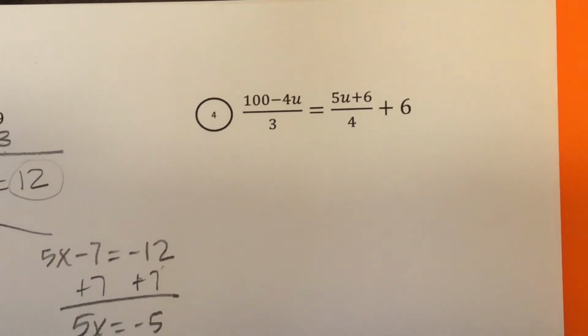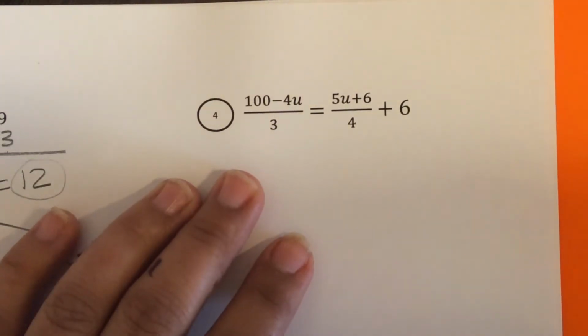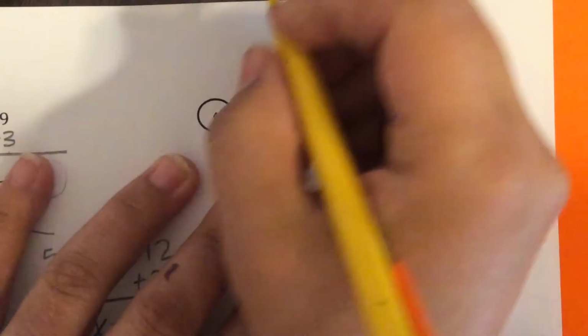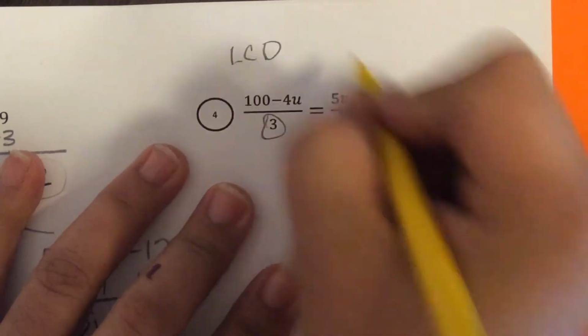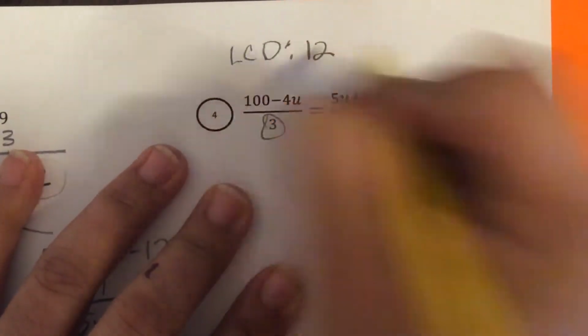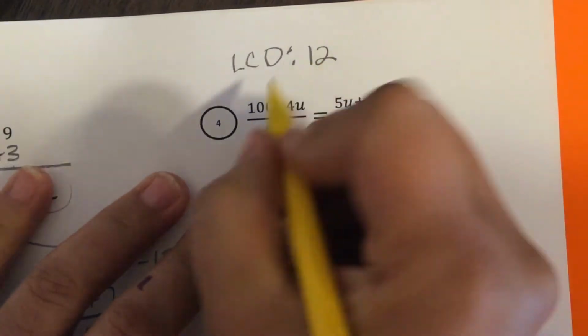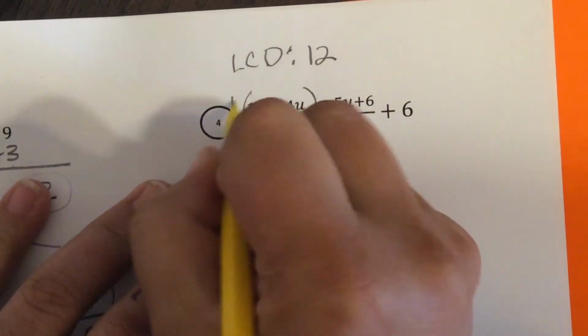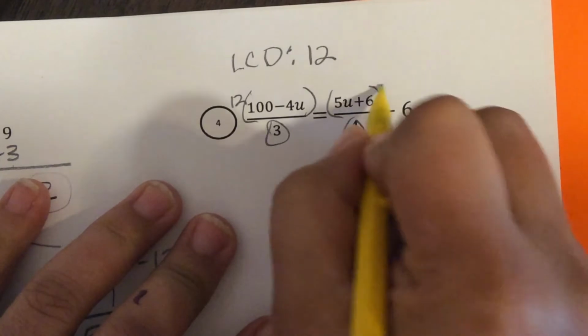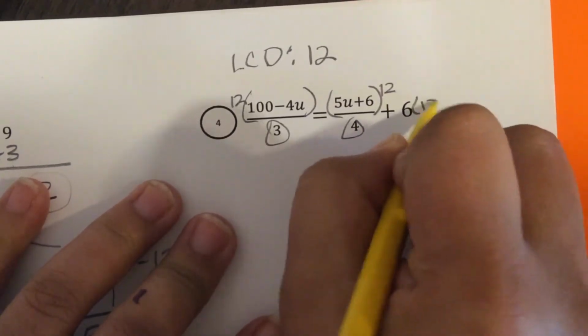Okay, here you have a problem where you have fractions, and so you need to find your LCD. For 3 and 4, they both go into 12. That's your LCD. So then you need to multiply each term by 12. So I'm going to put parentheses 12, parentheses 12, and then this is multiplied by 12.